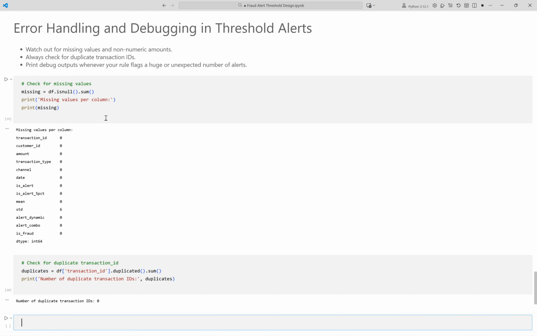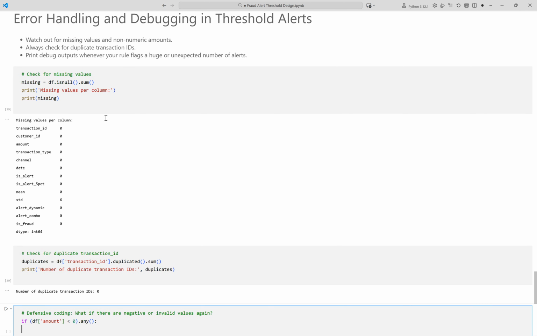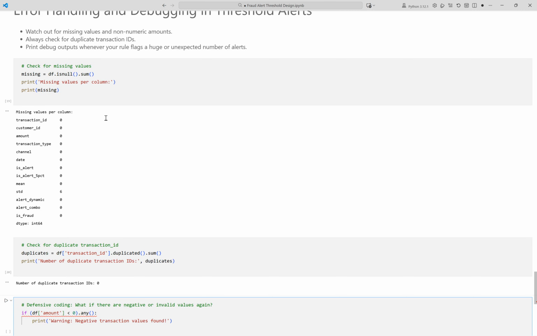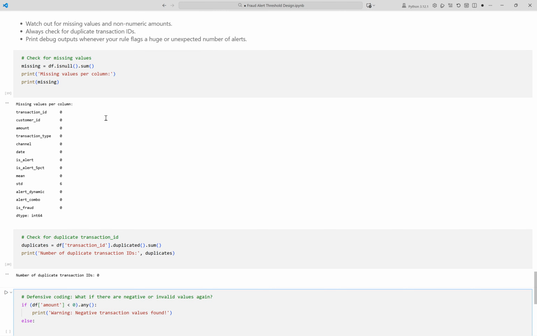We add a check for any negative transaction amounts. If any exist, we print a warning. If not, we print a reassuring message. The else block ensures you do not miss unexpected values. We give a clear print for healthy data.